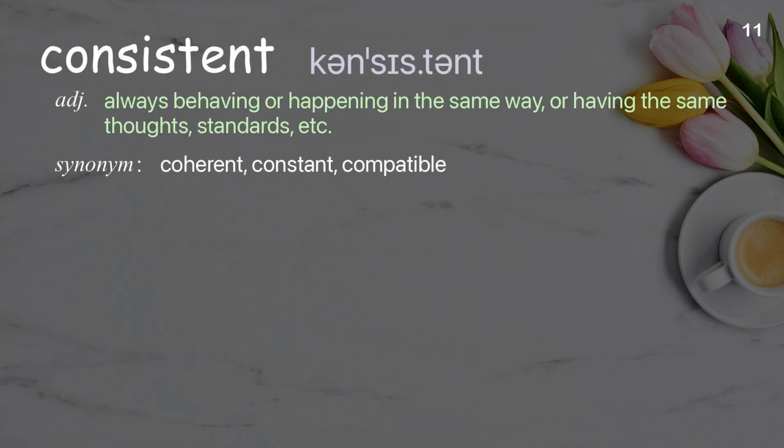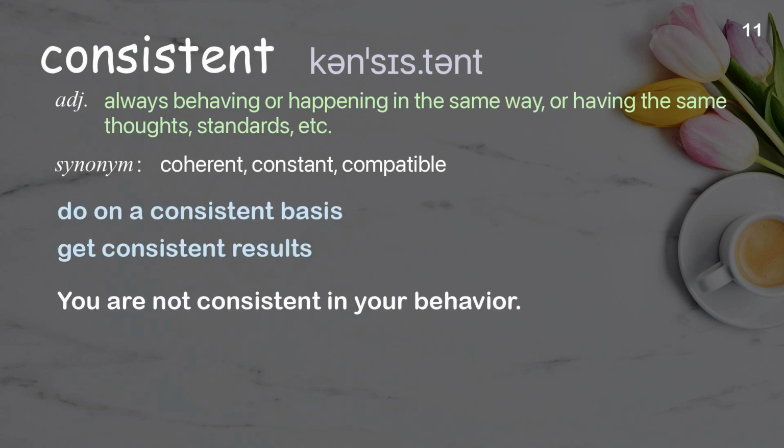Consistent. Always behaving or happening in the same way, or having the same thoughts, standards, etc. Examples: Do on a consistent basis. Get consistent results. You are not consistent in your behavior.